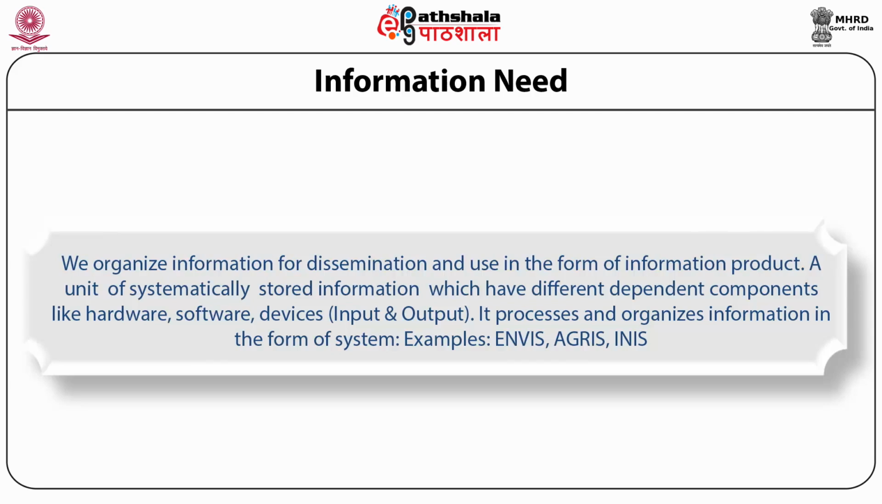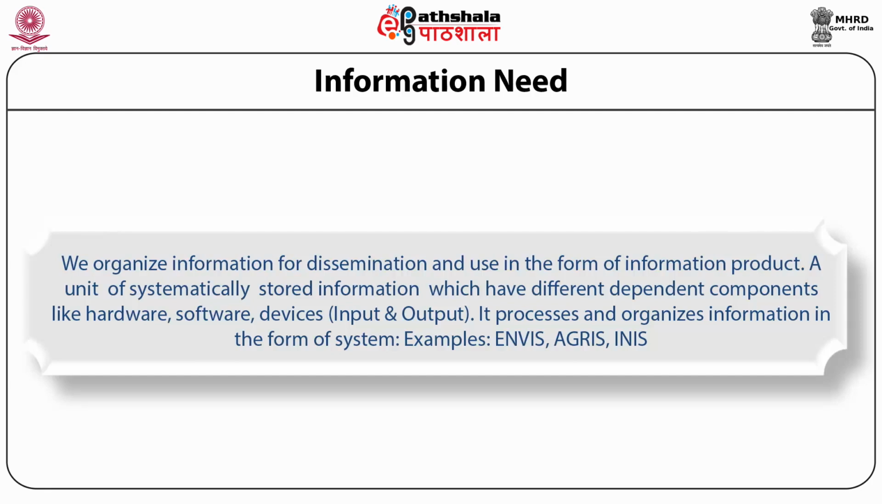So these are for building up the information system. It processes and organizes information in the form of a system. For example, we have different systems which are being used frequently in library and information science. Say we are users of Agris, we are users of NS, and sometimes we use other information systems. The purpose of an information system is to retrieve information properly.